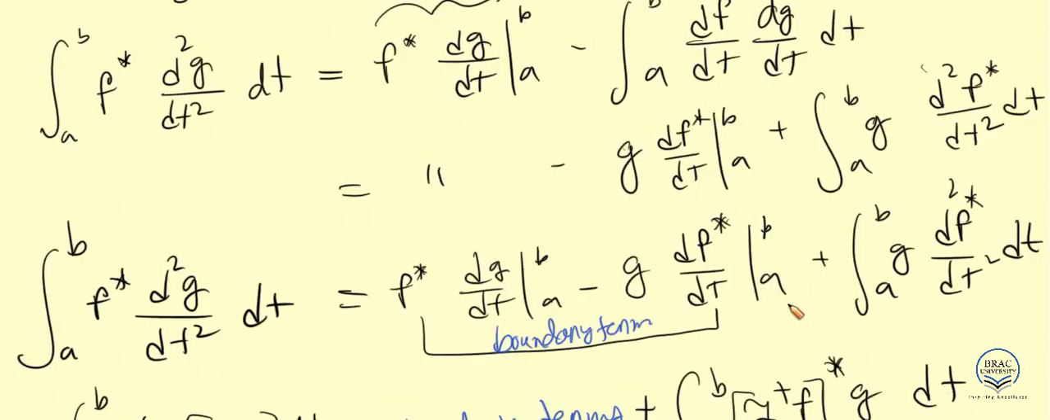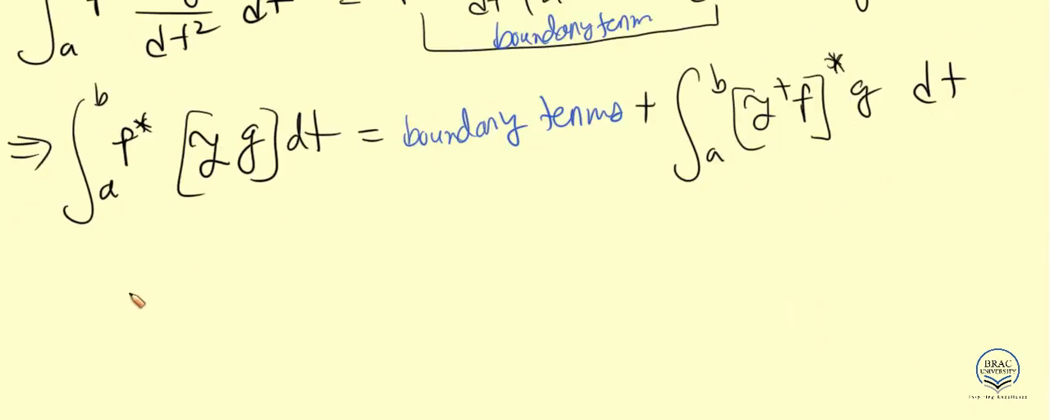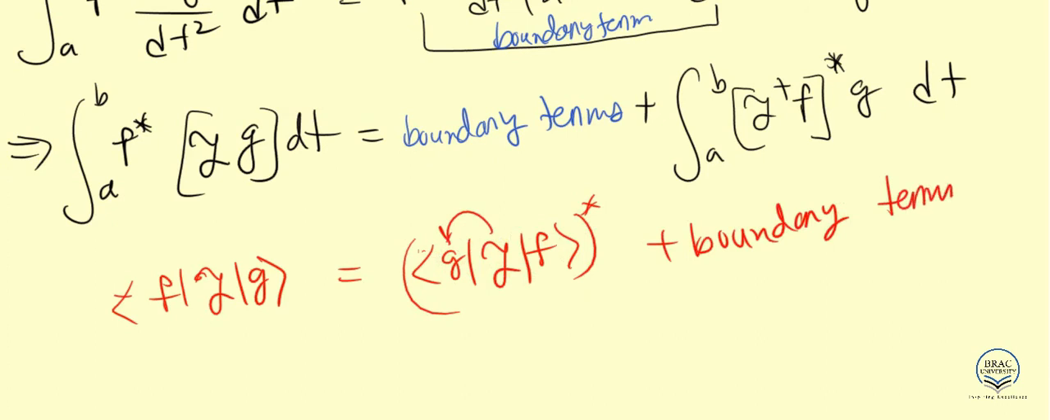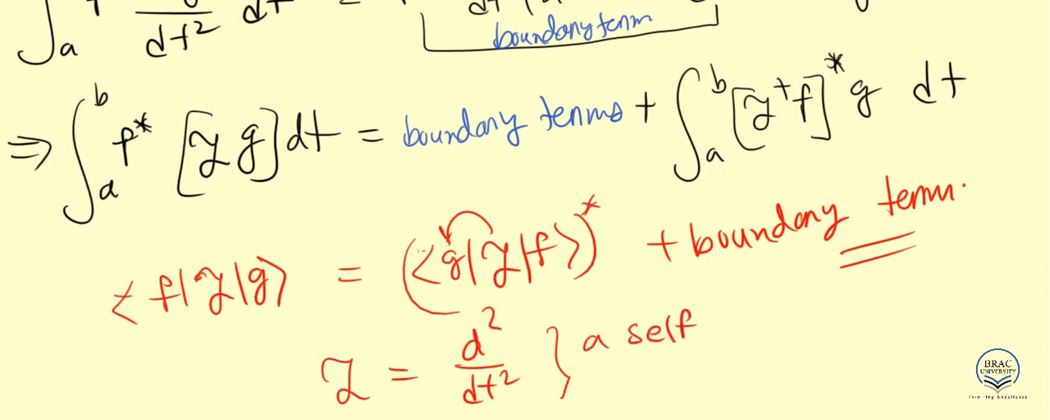Or again, you can just write these things down in a more compact notation. f L g equals to this g L f, this whole thing star. Obviously L will now act on g, and then there is this boundary terms. So this tells us that L, that was defined as d squared dt squared, that is the second derivative operator with respect to t, is indeed a self-adjoint operator.